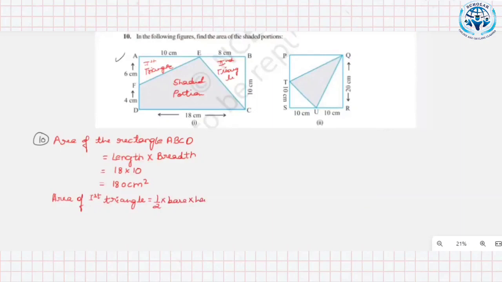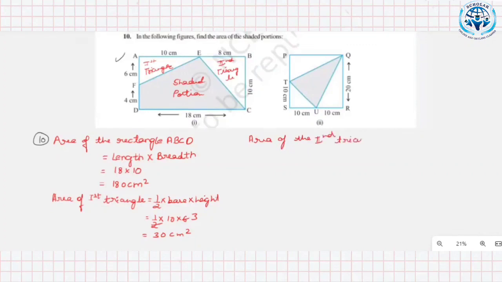Area of the first triangle is half into base into height. We know that the formula for the area of the triangle is half into base into height. 10 and 6. 10 is the base, 6 is the height. So 30 centimeter square is the area of the first triangle.